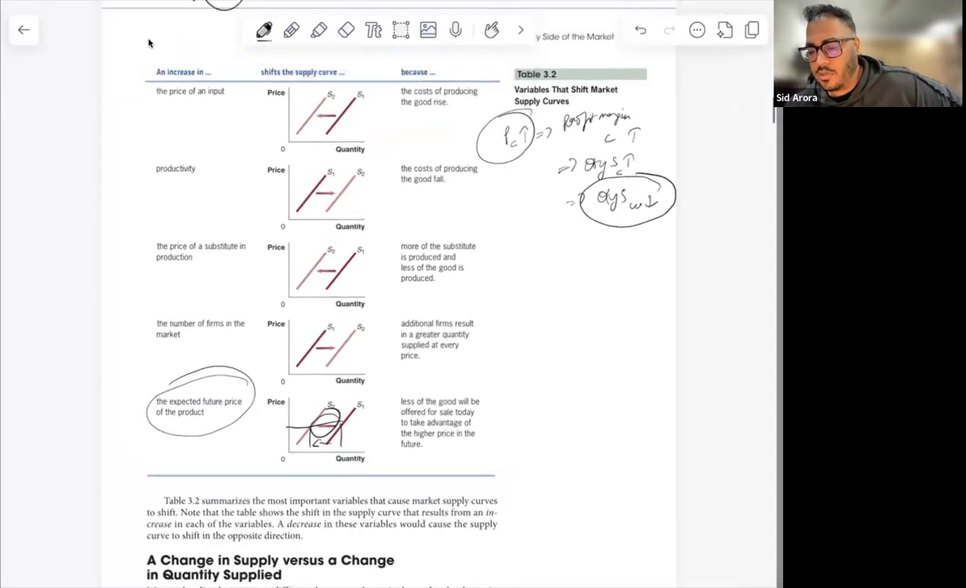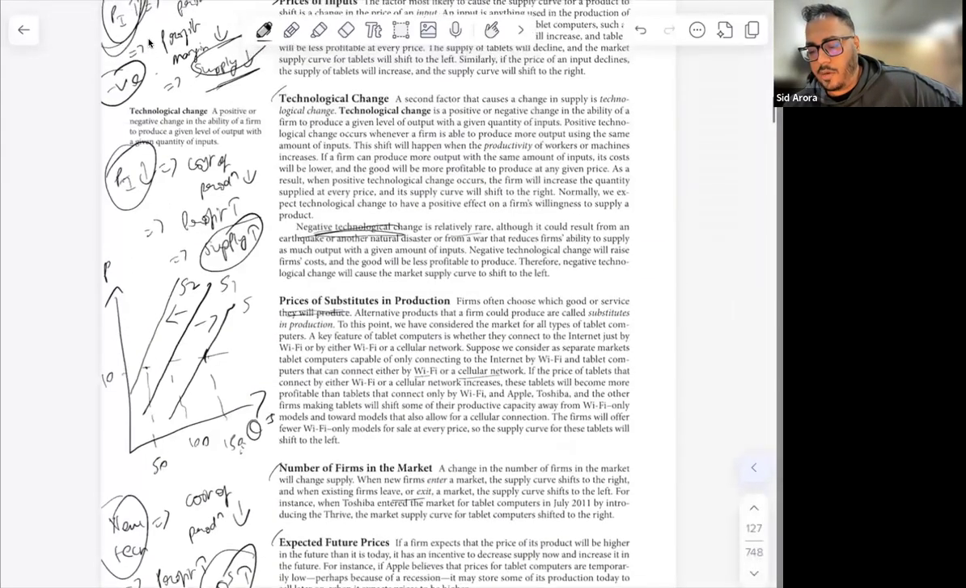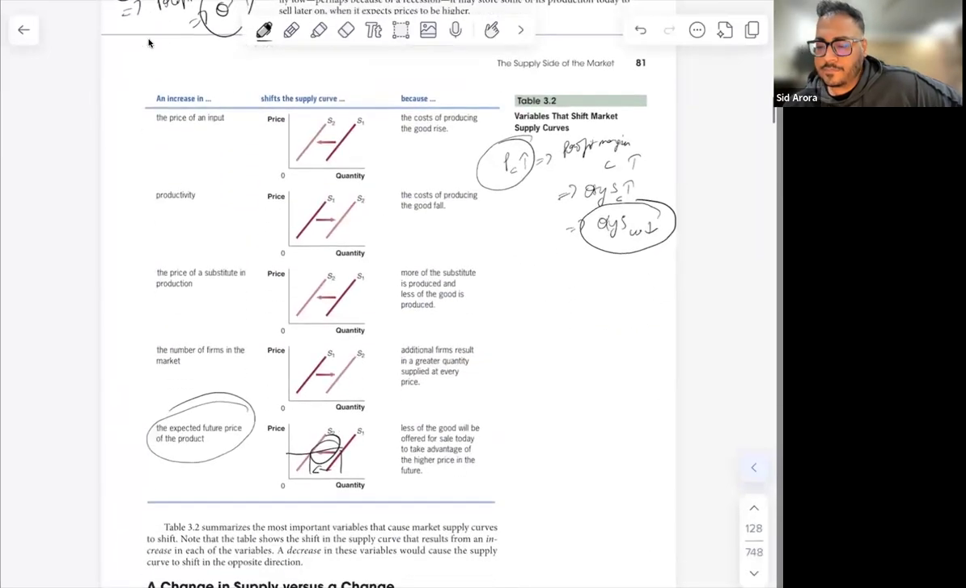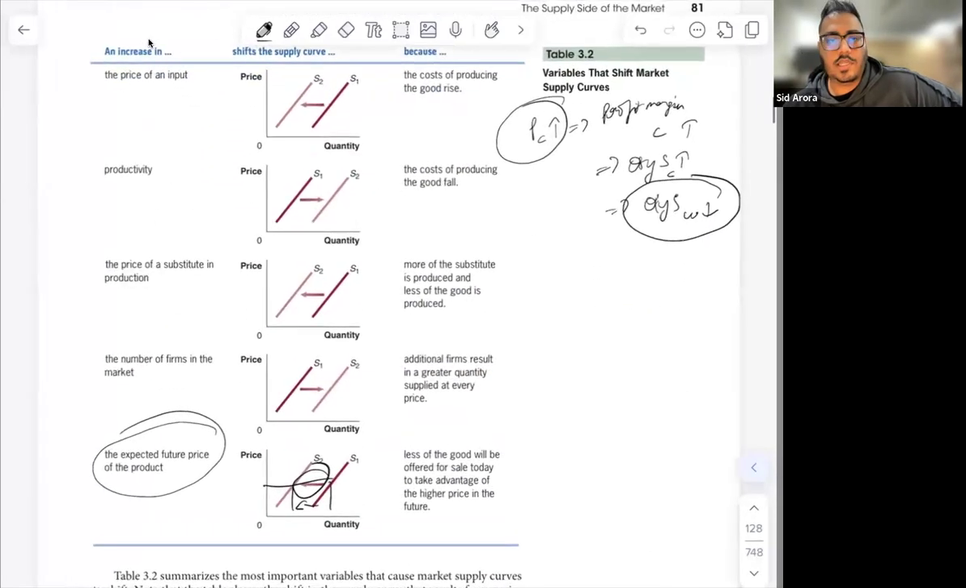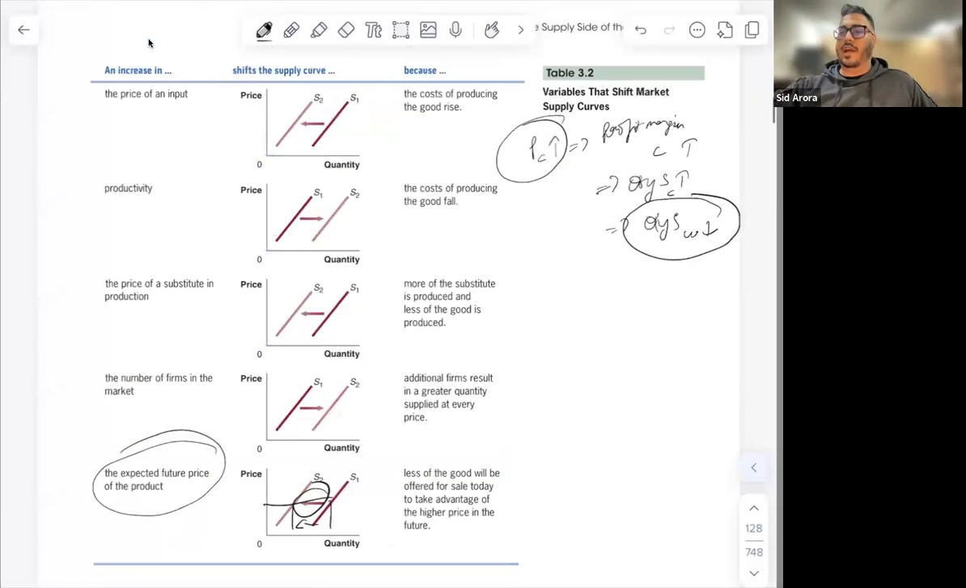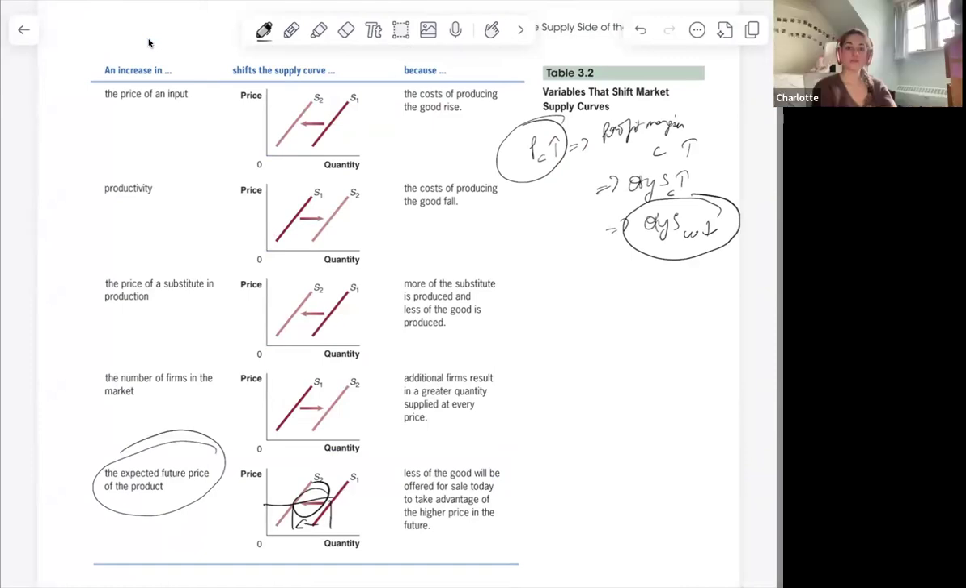Okay, so these are the five variables on the supply side. Just take a look at these five again. If you have any questions, otherwise we can move on. All right. Nope, looks good to me.